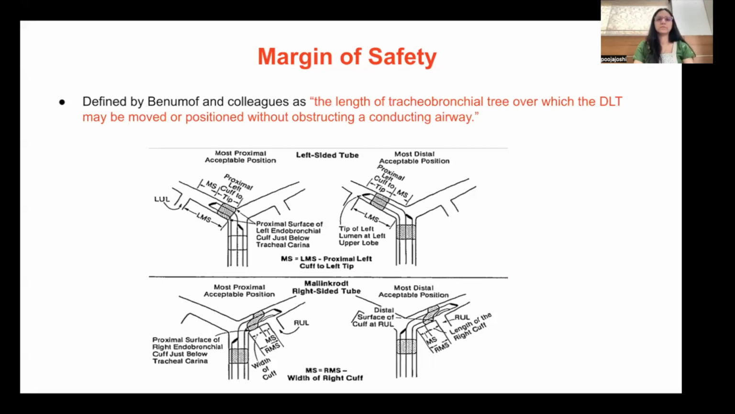Now, the margin of safety is defined as the length of the tracheobronchial tree over which the DLT may be moved or positioned without obstructing the conducting airway. In the left-sided tubes, the margin of safety is the difference between the length of the left mainstem bronchus minus the proximal cuff to tip distance. So it is more as compared to the right-sided tube, which is shown in the below figure. This margin of safety is the difference between the length of the right mainstem bronchus minus the width of the right DLT bronchial cuff, which is nearly 8 mm in case of a right-sided DLT.